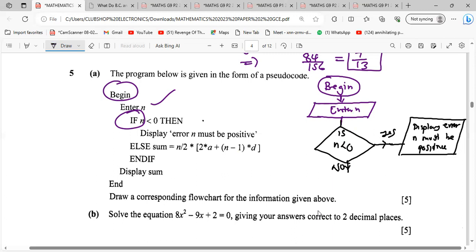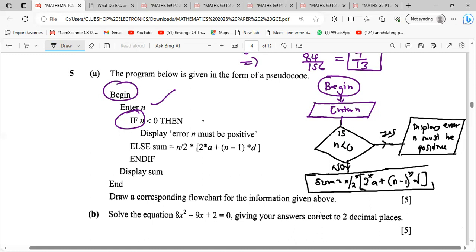Then there's an else. If not, what should we do? Enter the formula. We say sum is equal to n over 2 asterisk open bracket 2 asterisk a plus open bracket n minus 1 asterisk d. This is the formula for the sum of the AP. So this is what we need.